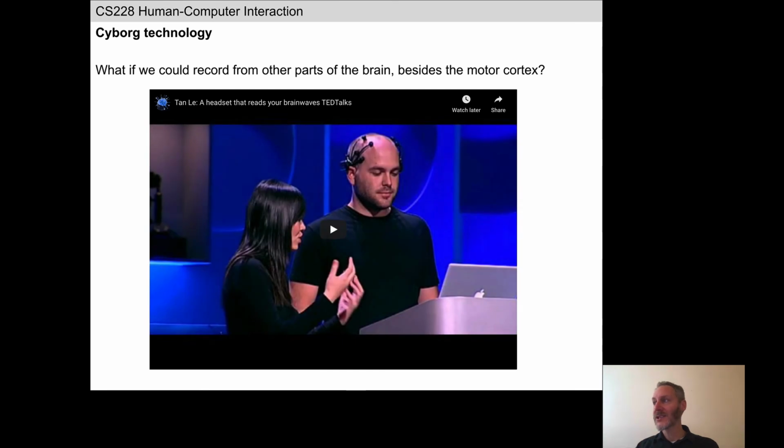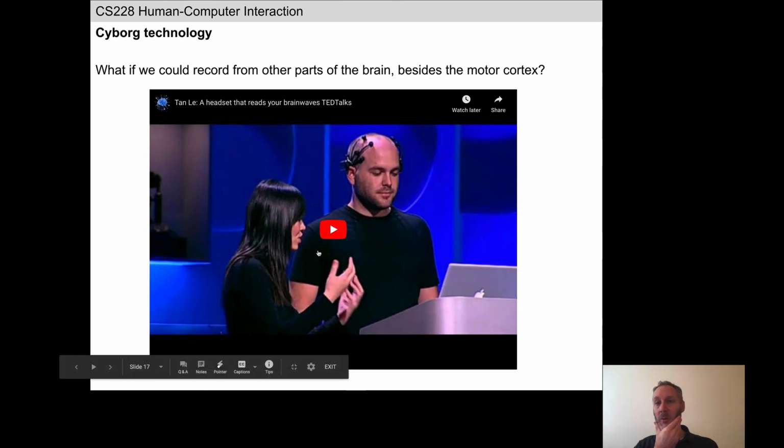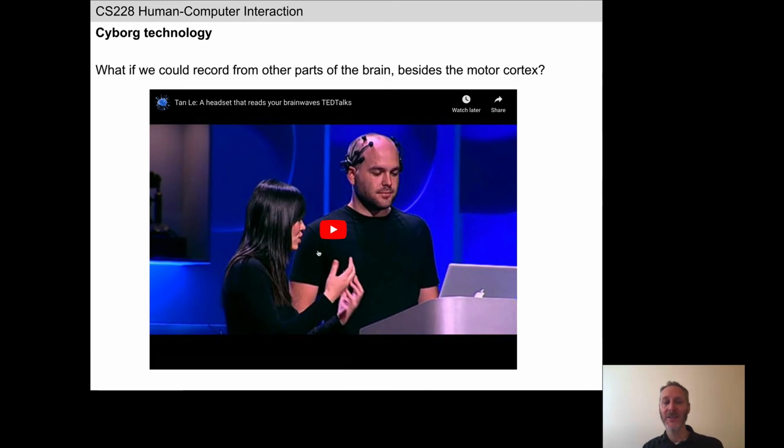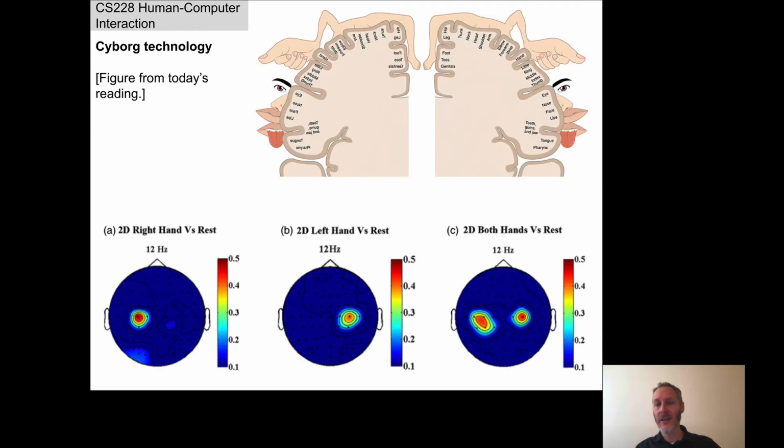Okay. Last video we're going to watch in the signal before we move on to part 2. In this case, we're going to look at a particular technology that is able to record not just from the motor strip, but as you can see in this video here, there are electrodes that are capturing surface activity throughout the brain. Because what happens if you imagine something that happens outside the motor homunculus?